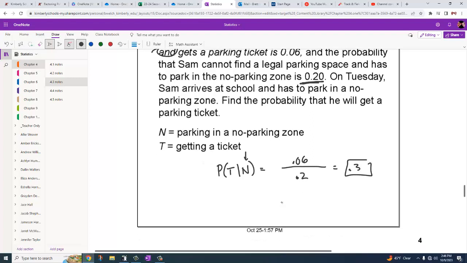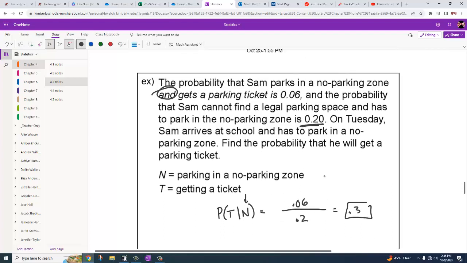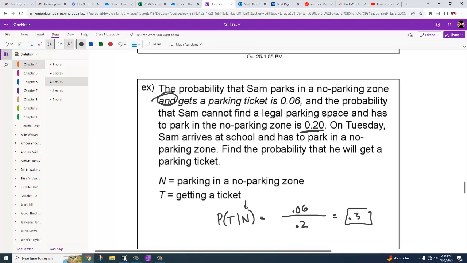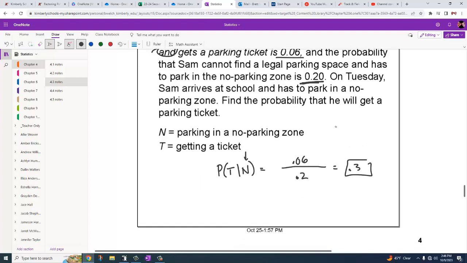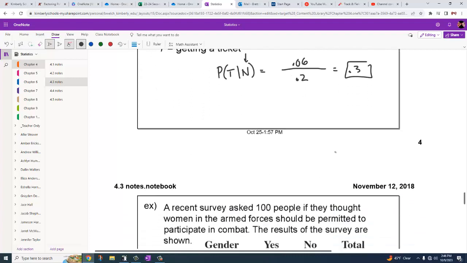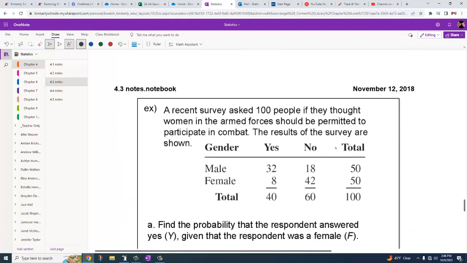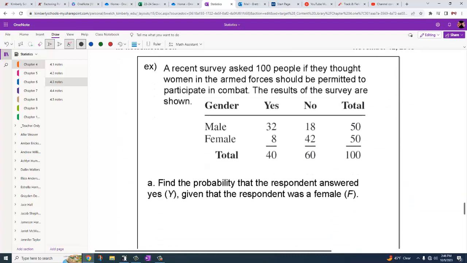All right? That doesn't sound too bad, but it's only a 6% chance that he's going to do both, park illegally and get a ticket. So this actually inflates that quite a bit, given that he's already guaranteed he's parked in an illegal spot.